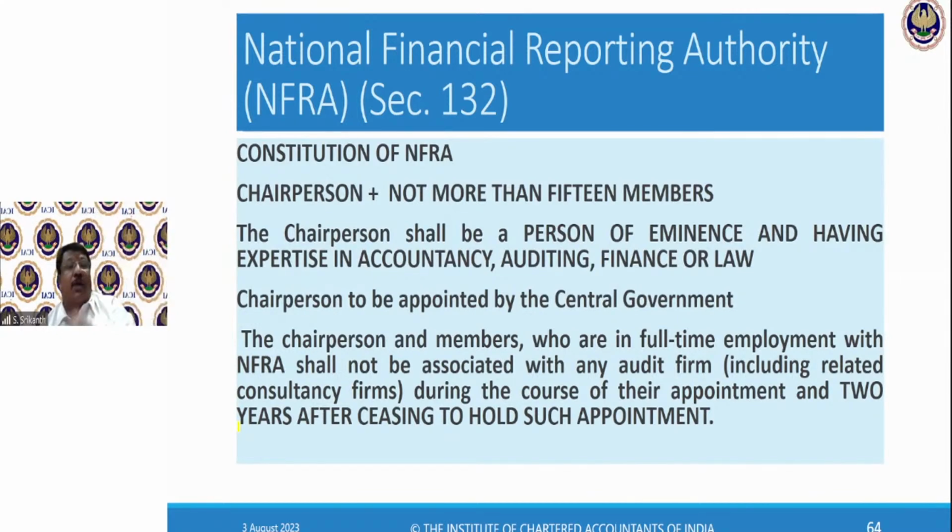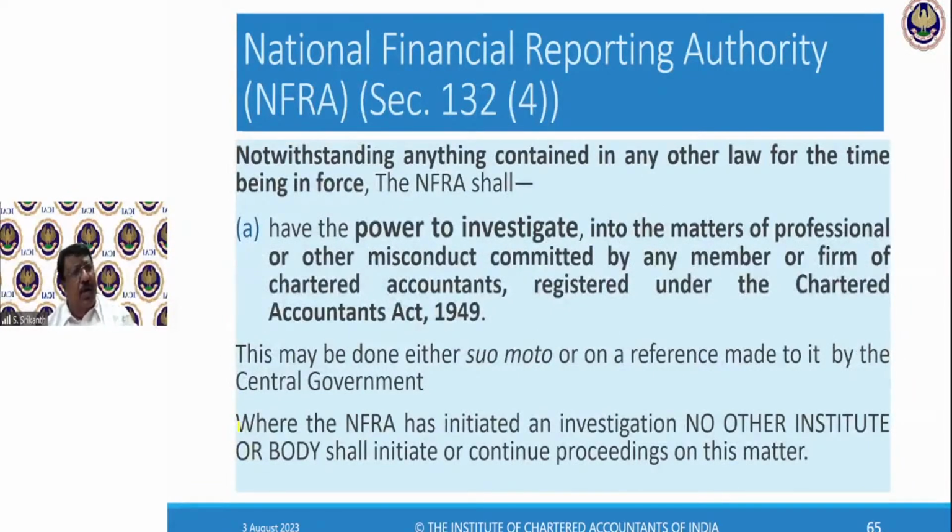So suppose you are partner of a big multinational firm, for 2 years you cannot become chairman or member of NFRA. Though it will be nice if you become, you cannot. Because mostly NFRA will be fighting horn to horn with the big multinational firms, because only they would be getting into that level of issues. Of course, even an ordinary smaller firm or a mid firm can also come, if you're auditing that type of a company.